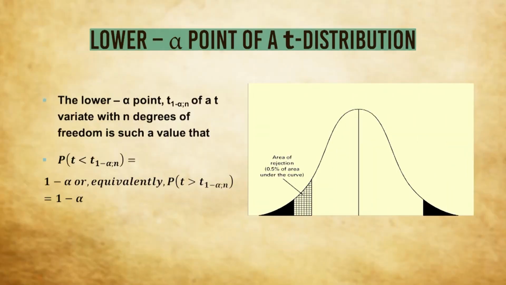We can similarly have a lower alpha point of a T distribution. You can see the graph on your screen. It is such a value of the T distribution that the probability towards the left of it is alpha. So that means the lower alpha point is such a value that probability T less than t 1 minus alpha semicolon n is alpha. So t 1 minus alpha semicolon n is basically the lower alpha point of a T distribution with n degrees of freedom. Now the question of notation comes in. Why t 1 minus alpha? Because whenever we talk about upper alpha point or lower alpha point, we talk in terms of the right tail probability.